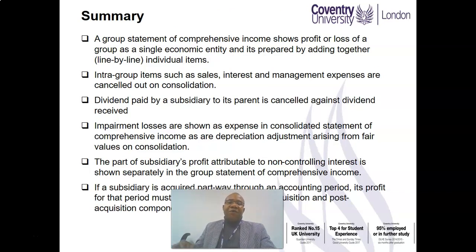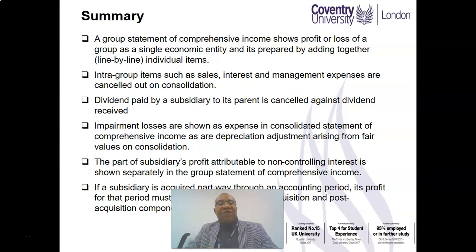In summary, this week we have looked at the consolidated statement of comprehensive income. And we said that this shows the profit or loss of a group as if they are a single economic entity. And we prepare it by adding together line by line the individual items in that statement. Intra-group items such as sales, interest, or even management expenses between the group members, although valid for the individual company accounts, must be cancelled out on consolidation.